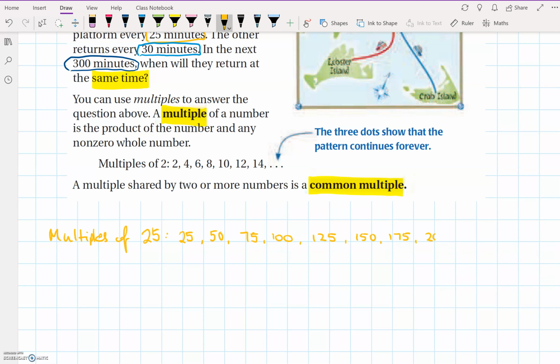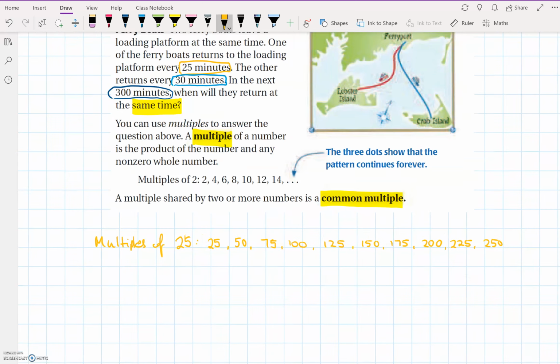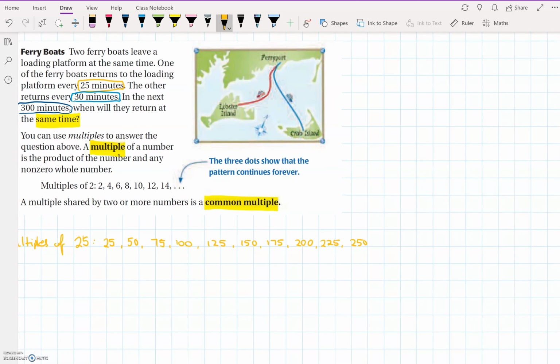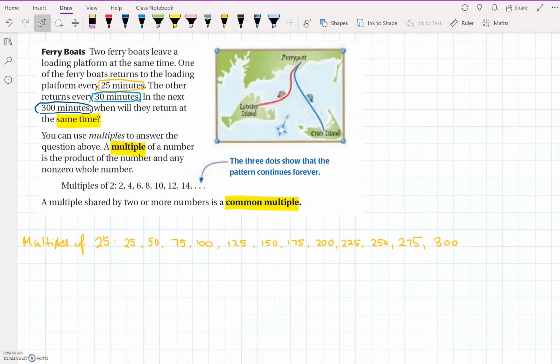175, 200, 225, 250, 275, and voila, 300 right here. So I don't have to go any further than 300 because the question specifically asks in the next 300 minutes. The 300 here is 300 minutes in our question.